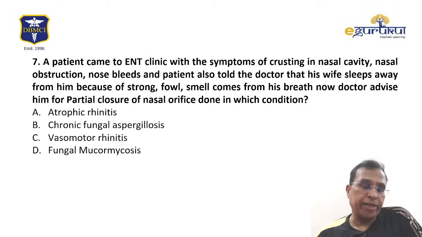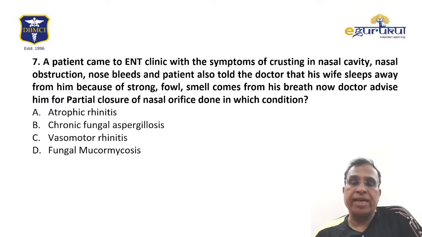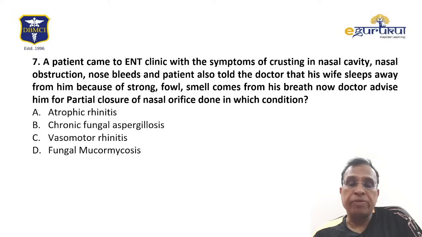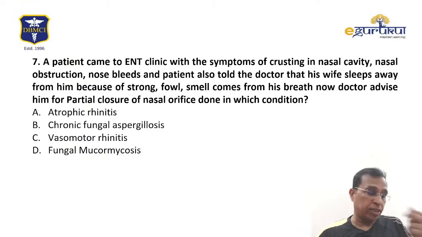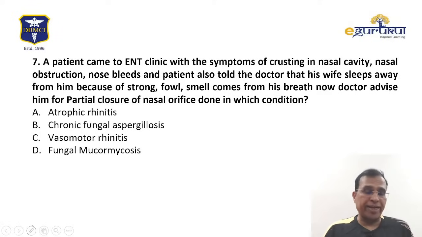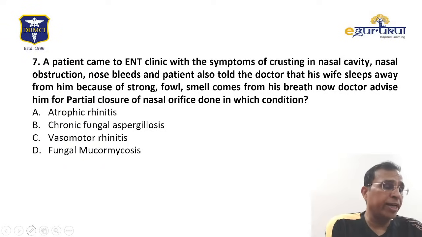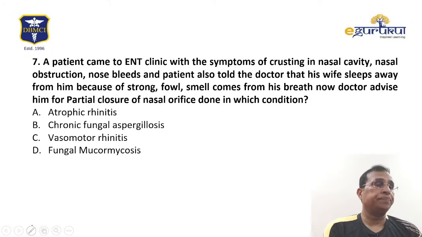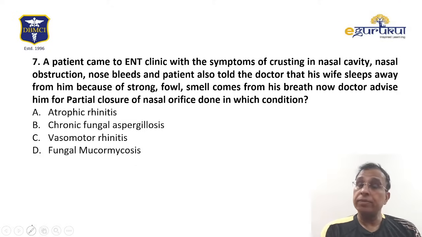A patient came to ENT clinic with symptoms of crusting in the nasal cavity, nasal obstruction, nasal bleed, and told the doctor his wife sleeps away from him because of the strong foul smell coming from the breath. Doctor advised him partial closure of the orifice, done in which condition? So this is a very clear cut case of what? Is it atrophic rhinitis, chronic fungal aspergillosis, vasomotor rhinitis, fungal mucormycosis? So please write the answer to question number 7.